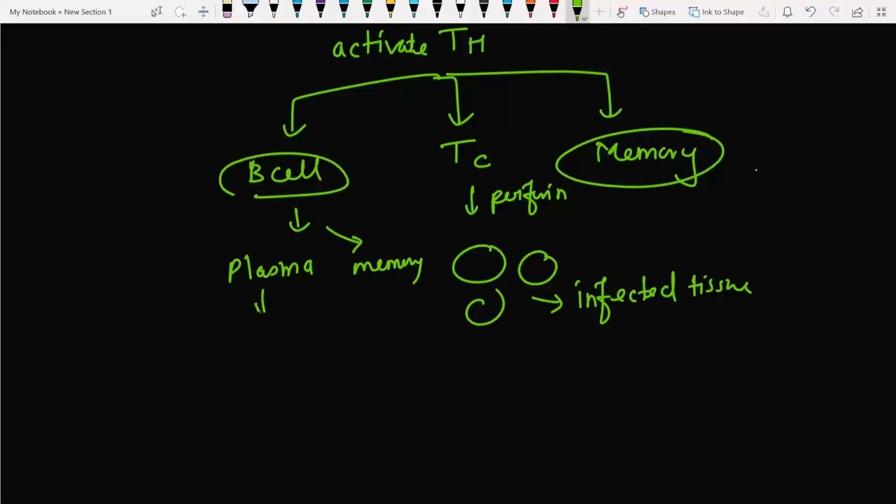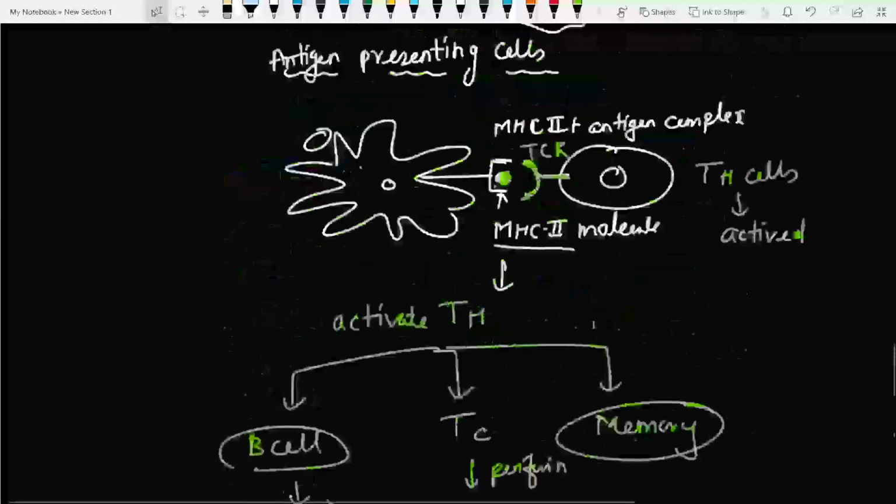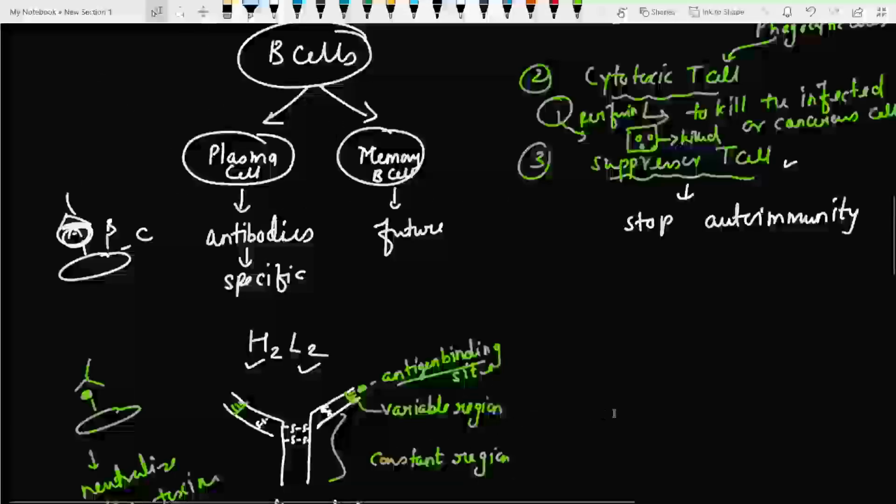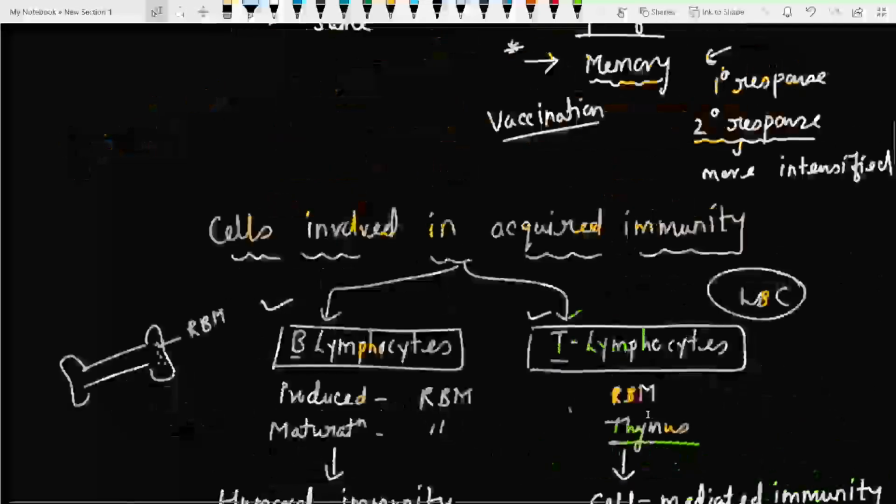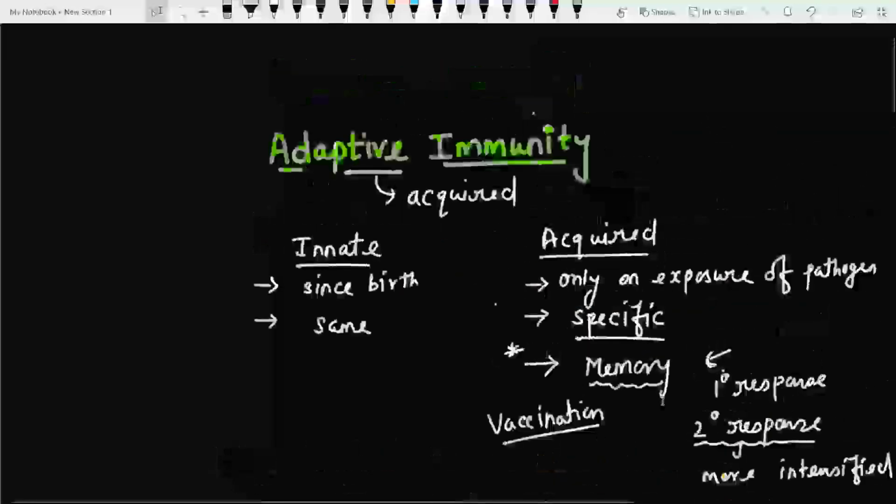And this plasma cell will act for the current infection. That is, it will release antibodies which will act on the specific antigen. It will opsonize it, neutralize the toxin, and attract other antigen presenting cells or phagocytic cells to eat that antigen antibody complex. So in this way our acquired immunity works. I hope this is clear to you. Okay, so that's it. Thank you.